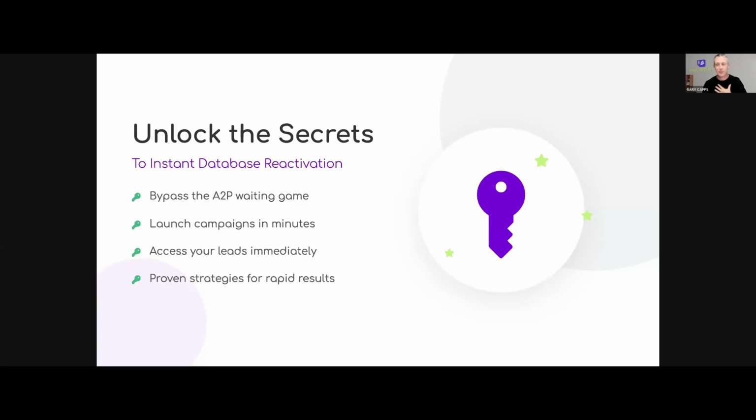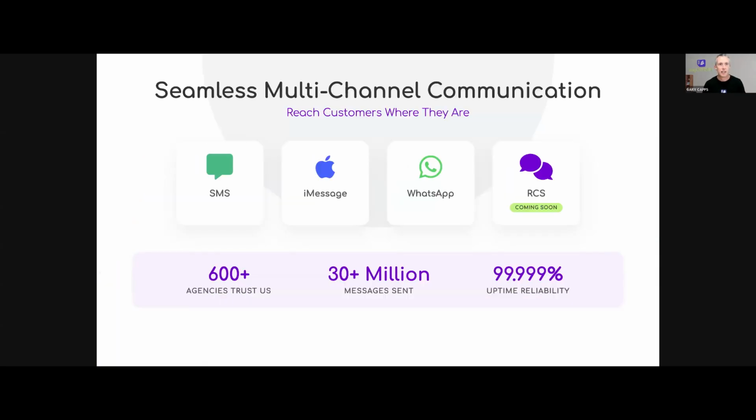So for us, right, unlock the secrets, skip the A2P waiting game. I know we don't do A2P in Australia, but reg bundles, they're still a bit of a pain in the butt to do. We can launch campaigns in minutes, access leads immediately, and then we've got strategies for proven results, right? With the workflows and snapshots, everything that we give away, right? And again, I'll give you guys a link to this. You can get all of it at the end for free.